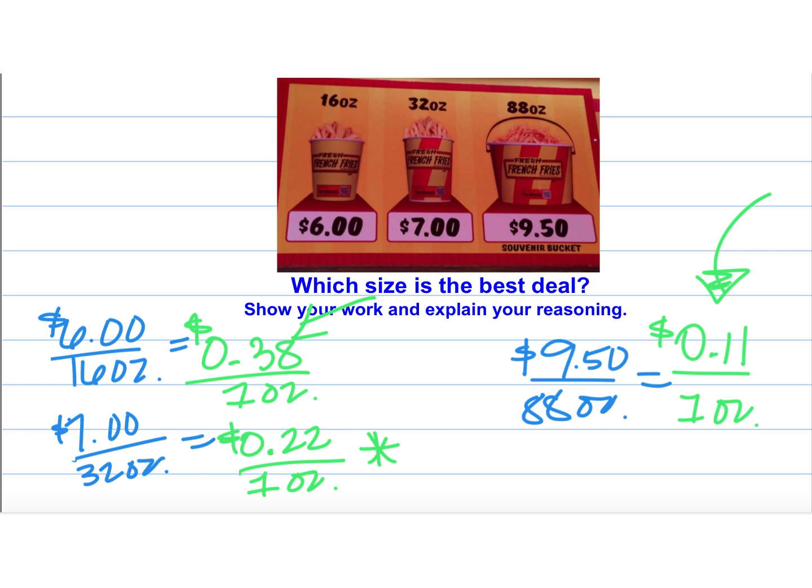And that's how they try to get you, is because they make it look like a better deal, but then you end up spending more on the bigger bucket. But the big one would be the better deal because it's less money per ounce.